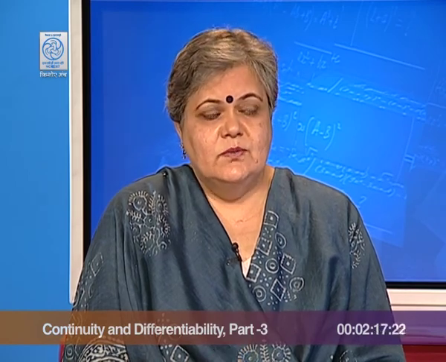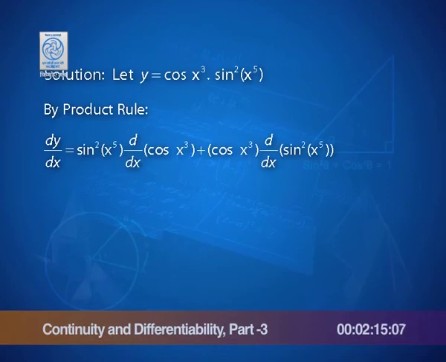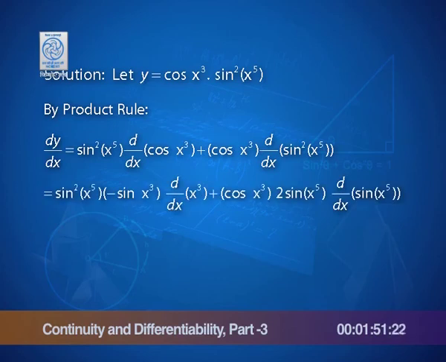Starting with our function called y, dy by dx by product rule gives us sine square x to the power 5 as it is, derivative of cos x cube, plus cos of x cube into derivative of sine square x to the power 5. Now comes the use of chain rule the moment I differentiate cos of x cube. Starting with the outer layer, that is cos, I get the derivative as minus sine of x cube into derivative of x cube.